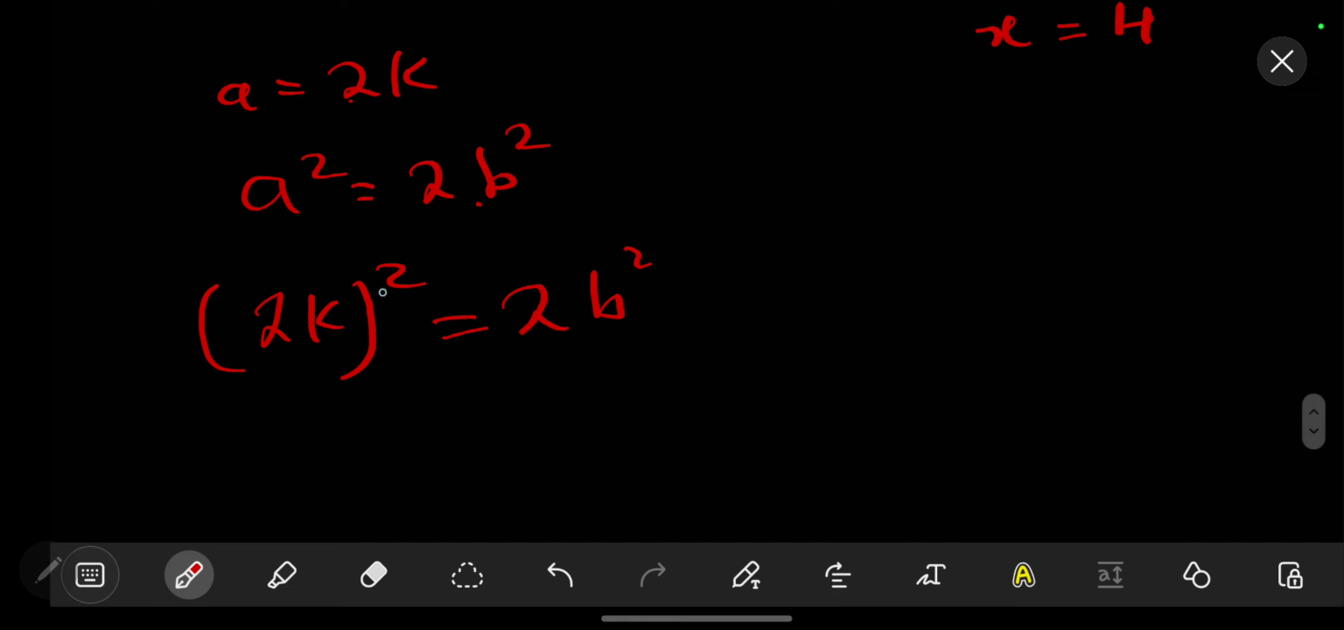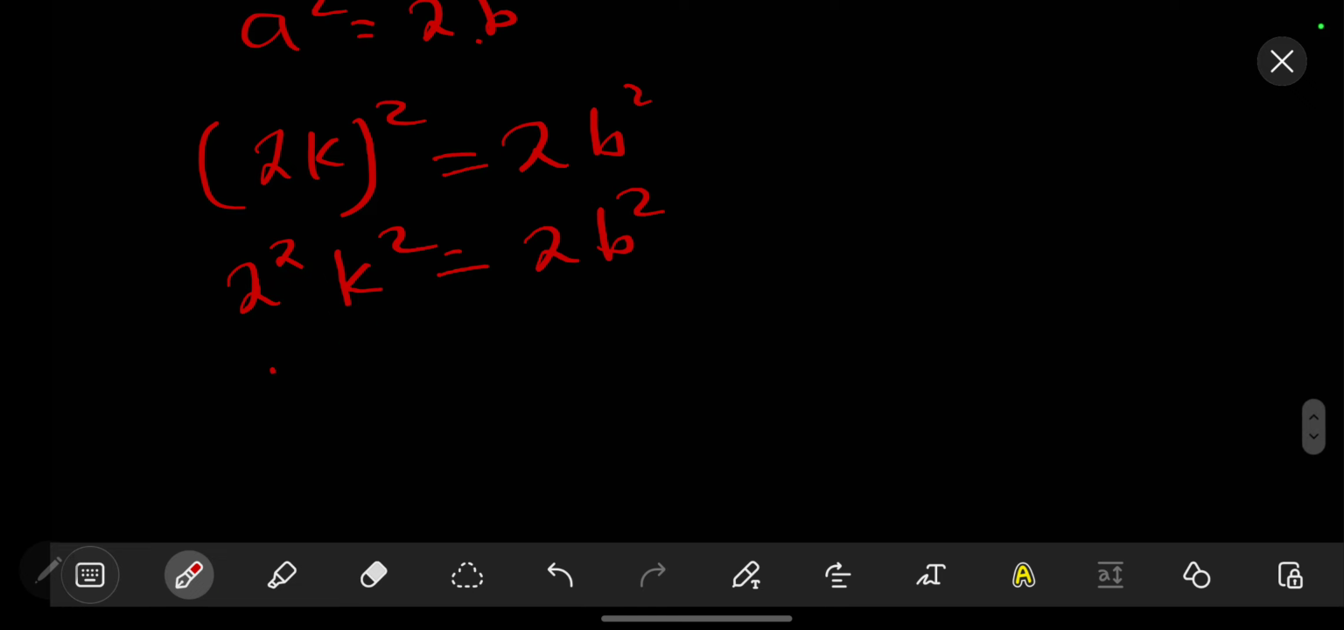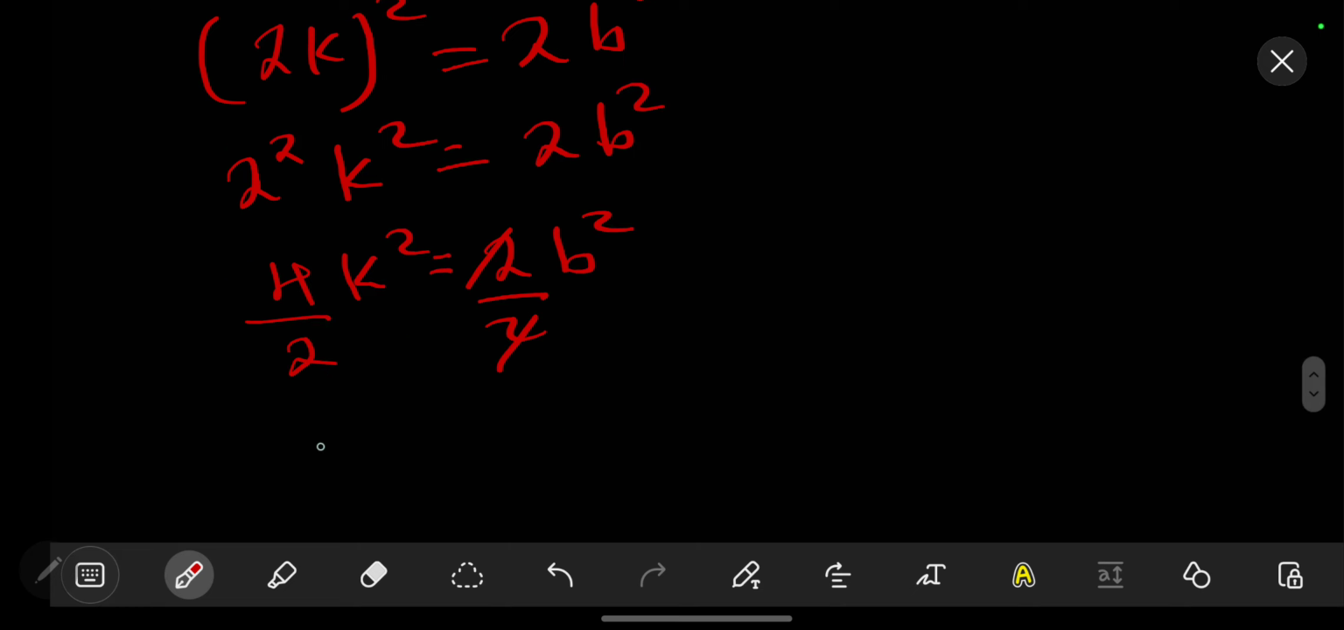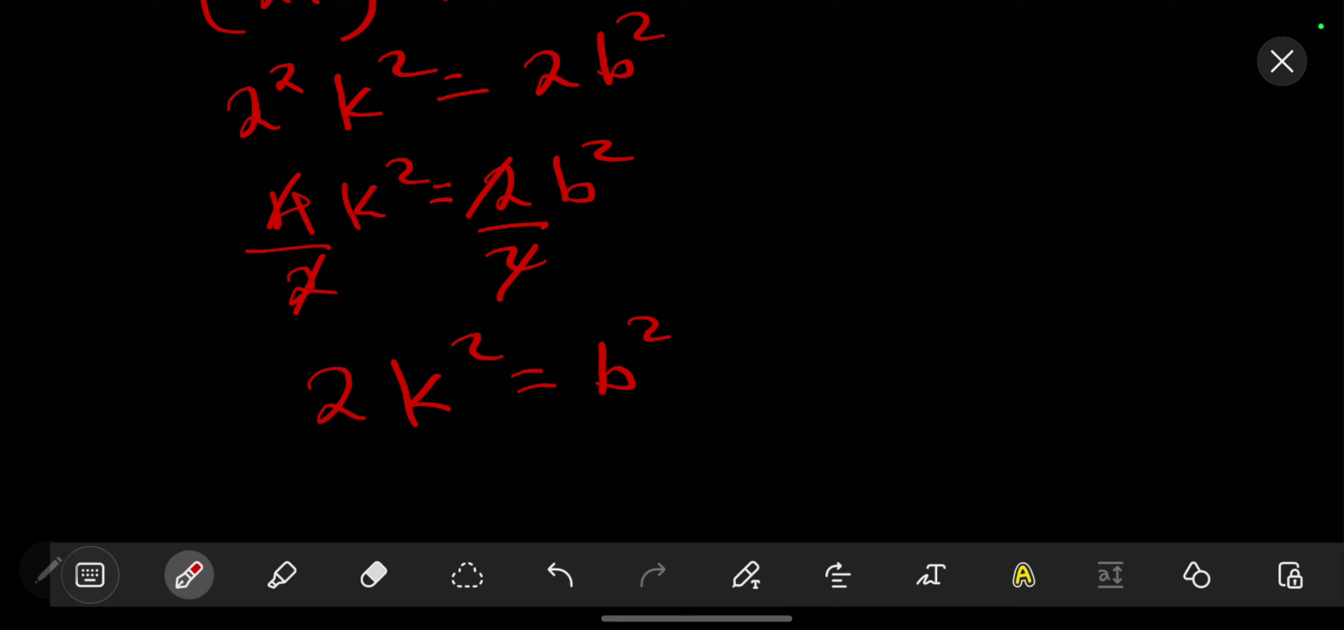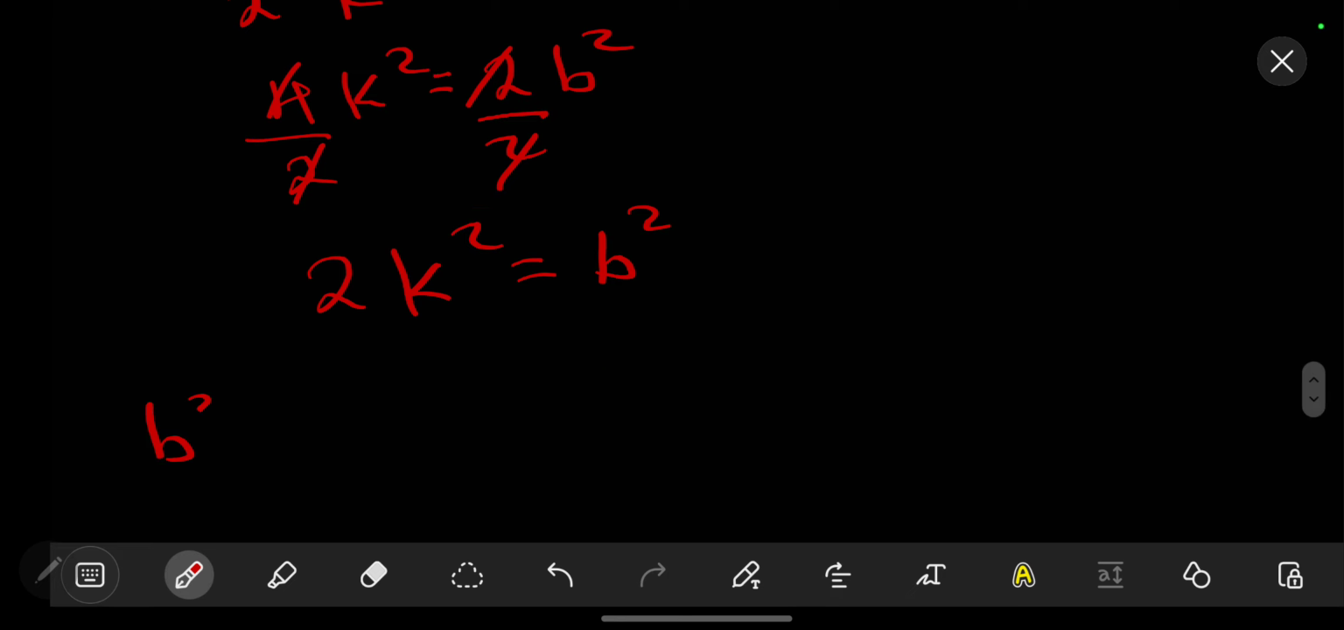So our 2k squared is equal to, we can distribute this 2. So this is the same as 2 squared, then we have k squared should be equal to 2b squared, like that. So our 2 squared gives us 4k squared should be equal to 2b squared. Then we divide over 2, we divide over 2, like that. So this is giving us 2k squared should be equal to b squared, like that. So what this means is that we are saying that b squared has a factor of 2.